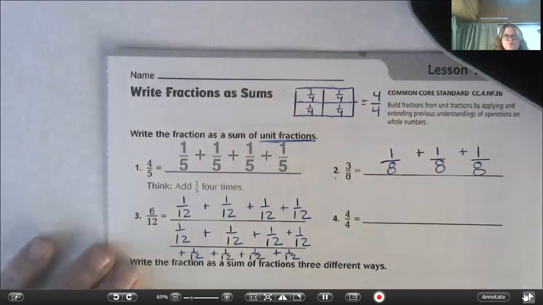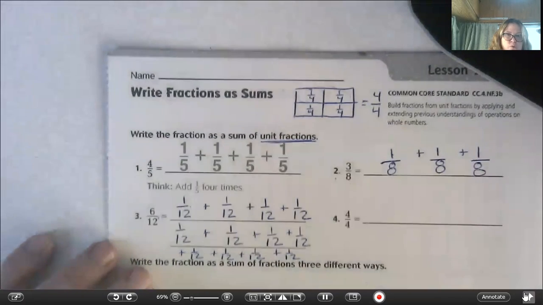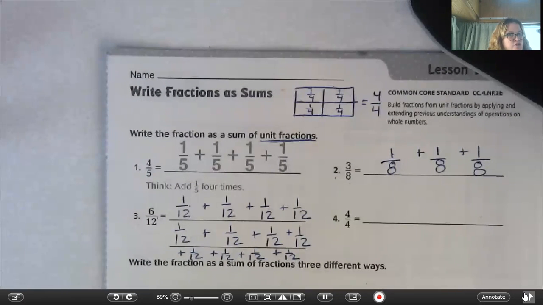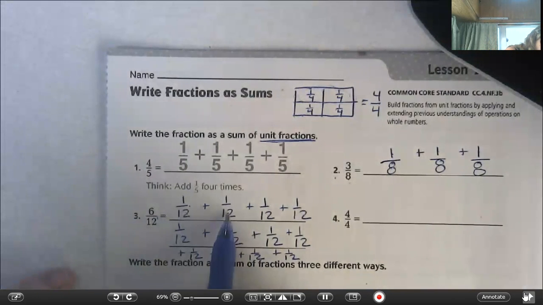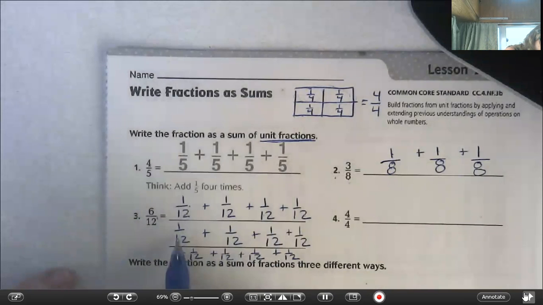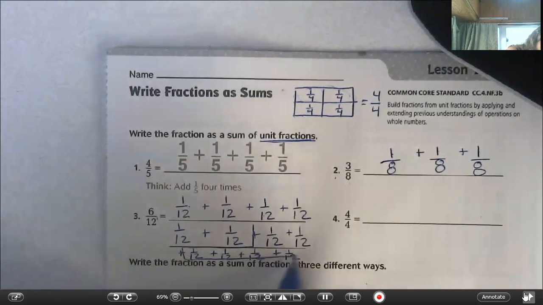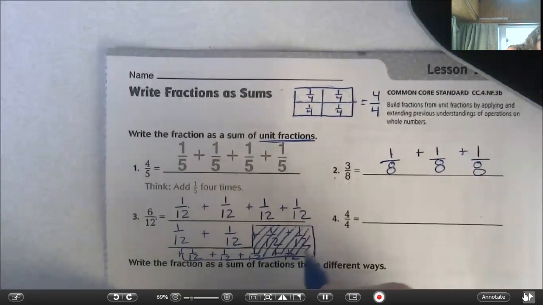Oh no, look what I did, friends. I was looking at my 12 and I wrote 12 twelfths down. But is that what my fraction says? No, I do not need 12 twelfths. So I am going to make sure I only have 1, 2, 3, 4, 5, 6. These right here are not part of what I am looking at. So I'm going to cross those out.